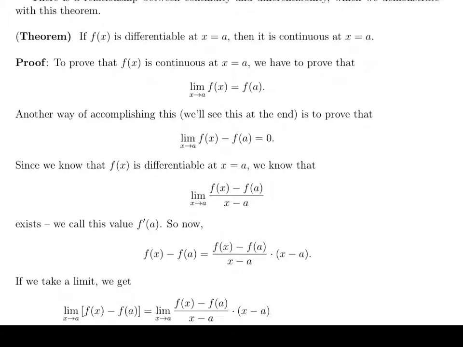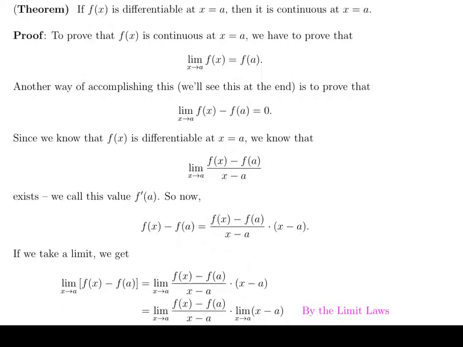So let's do that now. Let's take the limit of f of x minus f of a, and that's equal to the limit as x approaches a of f of x minus f of a all over x minus a, times the quantity x minus a. That expression is not valid when x is equal to a, but we're taking a limit, so we don't care what happens at x equals a. Our limit laws say that we can write this as a product, and the idea is that each one of these limits exists.